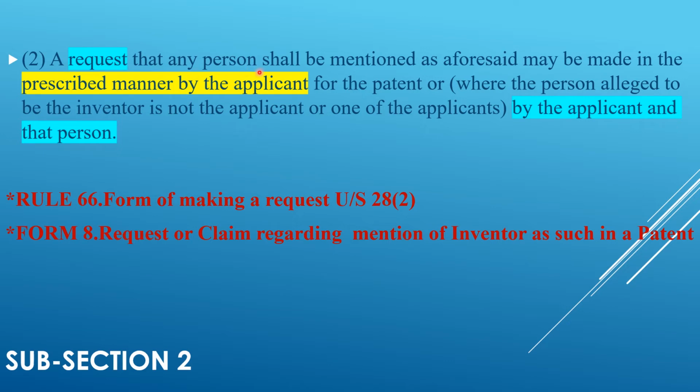A request that any person shall be mentioned as aforesaid may be made in the prescribed manner by the applicant for the patent. That means the applicant requests here for that person to be mentioned as an inventor, or by that applicant and that person as well. That means it can be done either by the applicant or by the applicant and that person jointly. Fine. I think now it is crystal clear. So we can proceed.